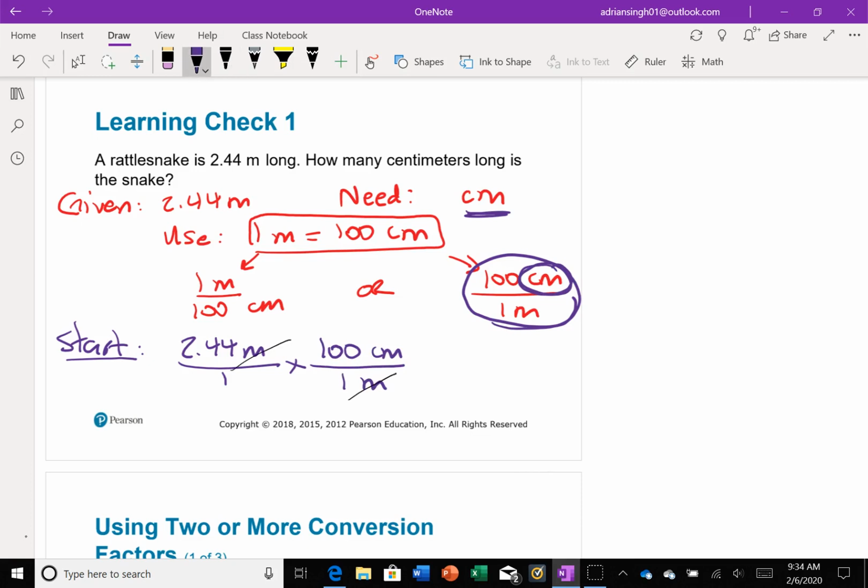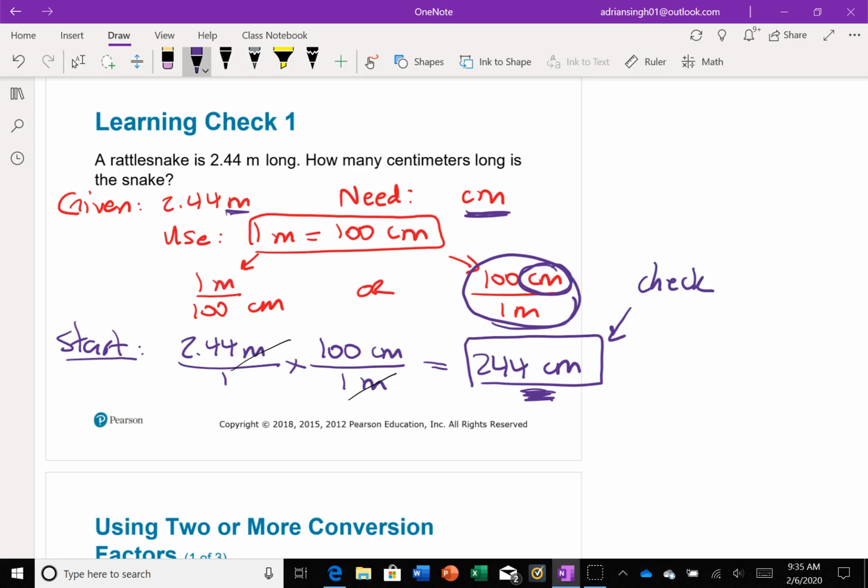So we end up now with 2.44 times 100, which would give us 244 centimeters as our final answer. That answer makes sense because we're going from a bigger unit to a smaller unit, so our final answer should be bigger than what we start with. All right, so it does make sense.